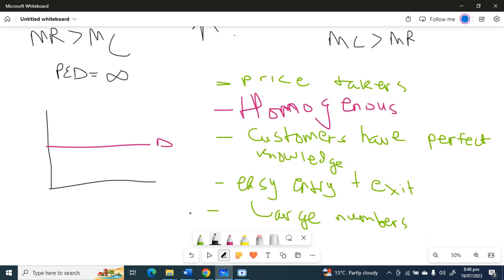So price is very sensitive. That's what we mean when we say perfectly elastic. Quantity demanded responds to a great extent to very small changes in price. Even a 1% change in price, quantity demanded can even drop by 100%. Quantity demanded is very responsive to very small changes in price.